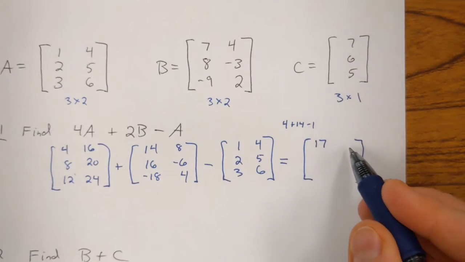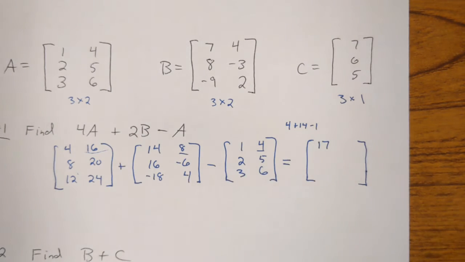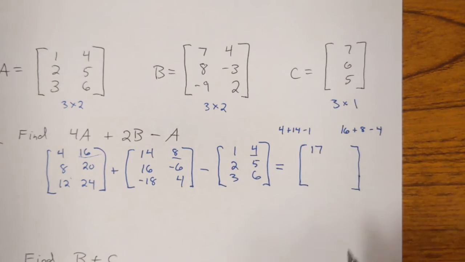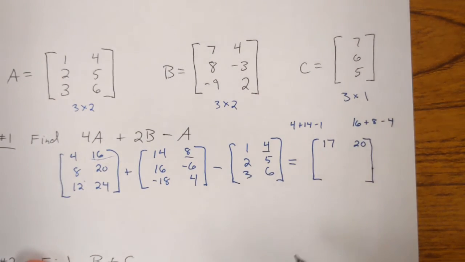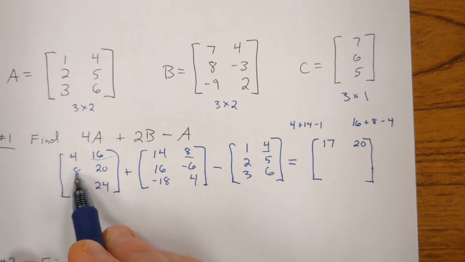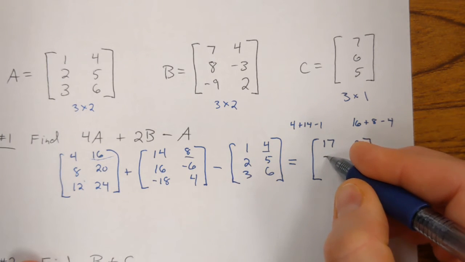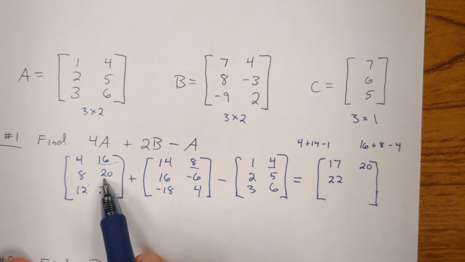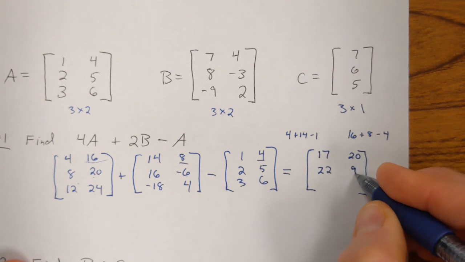Okay? To find my top right answer, I'm going to take the 16 plus the 8 minus the 4. 16 plus 8 minus 4. That actually comes out to 20. So I'm going to write that answer in my top right column. And so using this logic, to find my middle row, first column, I'm going to take the 8 plus the 16 minus the 2, and that comes out to 22. To find my middle row, second column, I'm going to take the 20 plus the negative 6 minus the 5, and that comes out to 9.